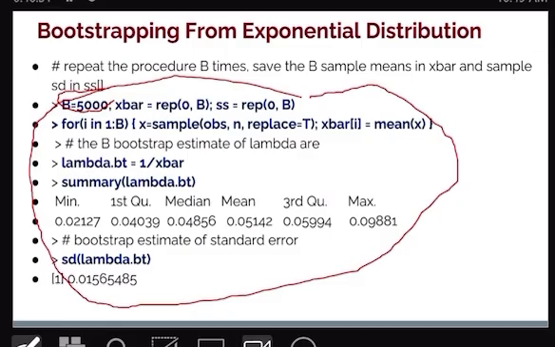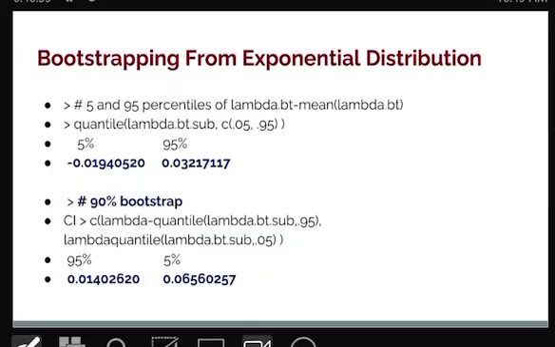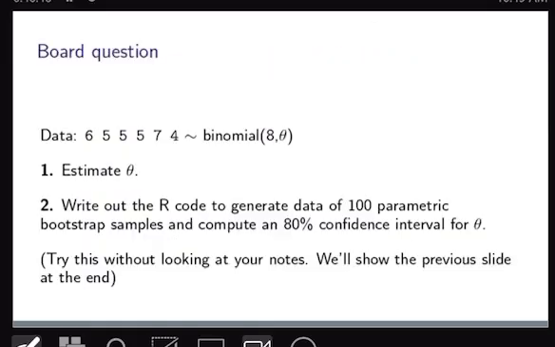R can also automatically draw the histogram of your estimator. Not only that, you can construct the confidence interval for that. Did you know you can try this one? You can try that. What is missing? What do you want to estimate?